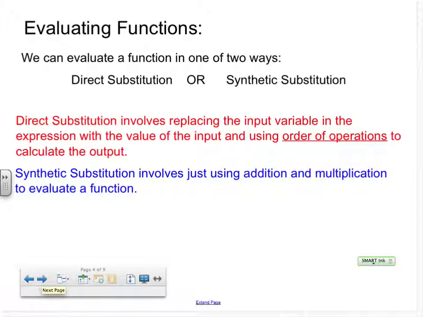So when we evaluate a function, we can do it one of two ways. Direct substitution, which we've done in the past, which is simply plug and chug. Substitute in and simplify using order of operations. We're going to talk about something new here, which is synthetic substitution. It's synthetic because we don't actually substitute, but it gets the same result. So we'll substitute without substituting. It involves just adding and multiplying. So let's review direct substitution.